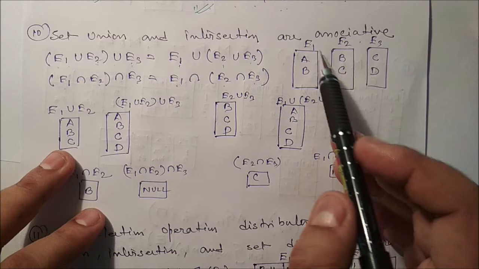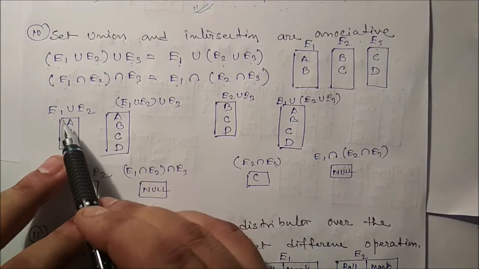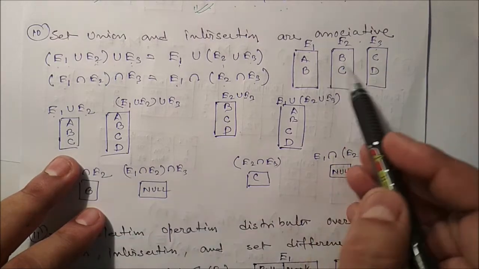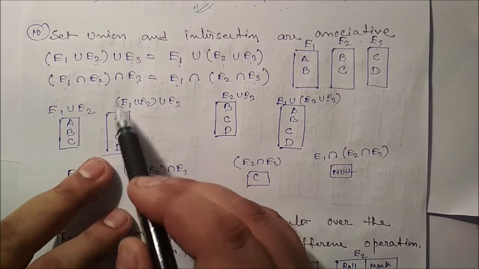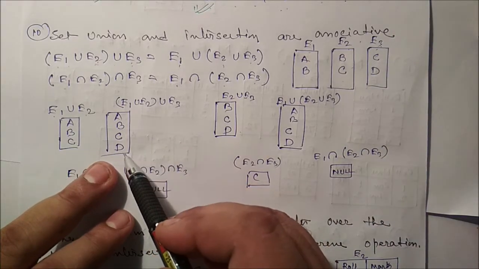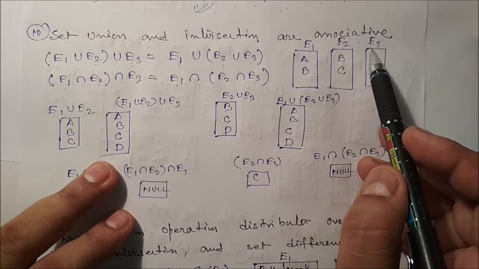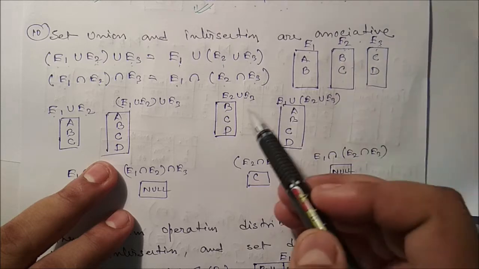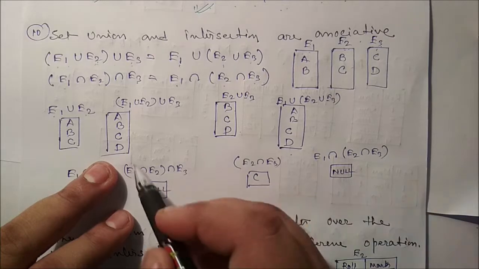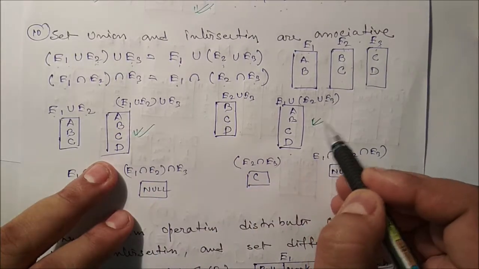So you have three tables E1, E2 and E3. First of all, if you apply E1 union E2, the output is what? ABC, the common thing ABC. And we have to union with E3. So definitely the output will be ABCD. But if you apply E2 union E3 first, the output will be BCD. With E1, the output will be ABCD. So in both the cases, the outputs are the same.